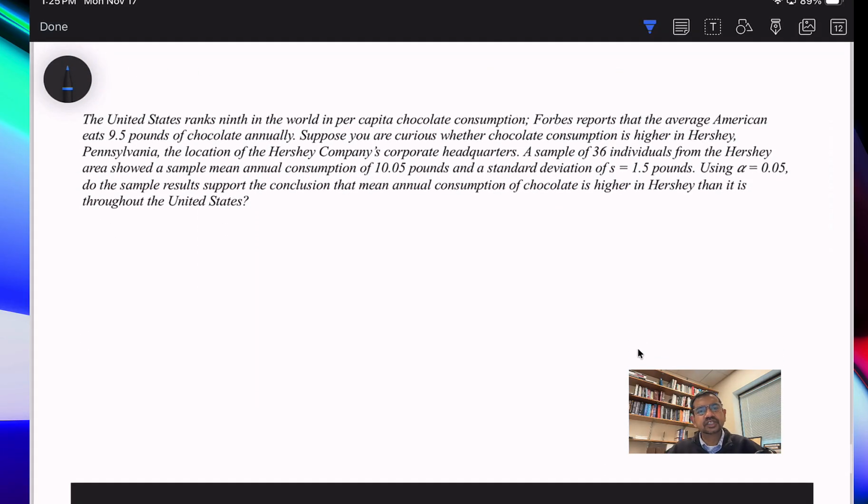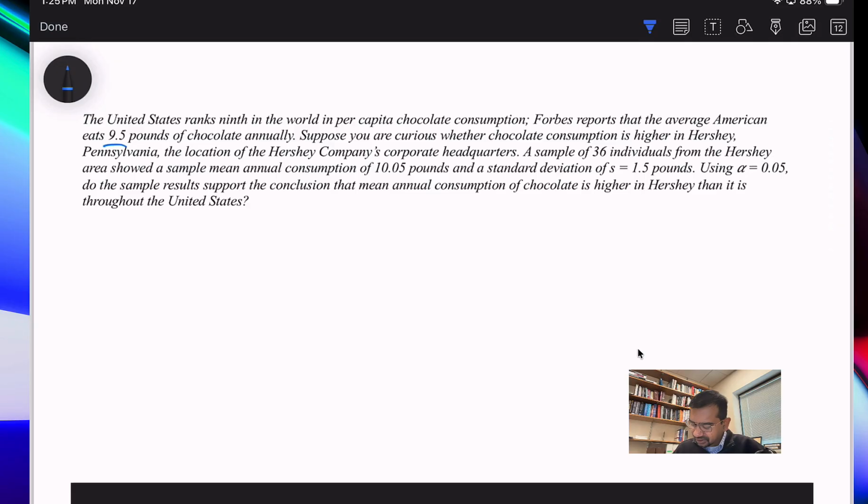Next, let's look at the case of conducting a hypothesis test when we do not know the population standard deviation. Here, let's say that there's a study which has shown that the average American eats 9.5 pounds of chocolate annually. So this is our population mean. We are curious whether citizens in Hershey have a higher average chocolate consumption than the national average.